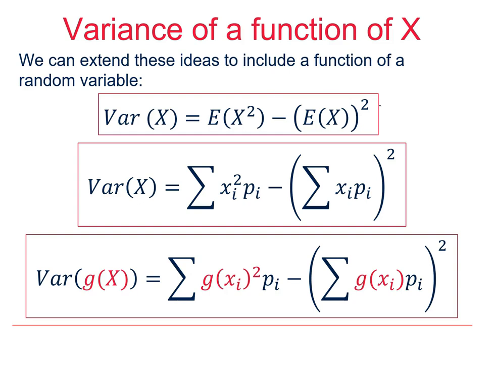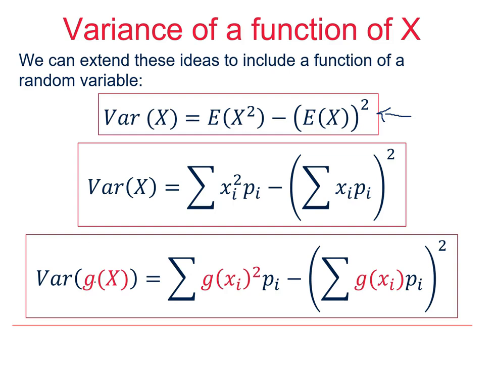So if we now look at the variance of a function of x, this is our initial general definition. If we put in a bit more detail, then E(X squared) from what we did before would be sigma xi squared pi, so each value of x that's possible squared multiplied by the probability of getting it, minus the mean, which is sigma xi pi, all squared.